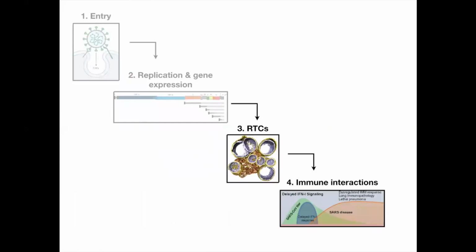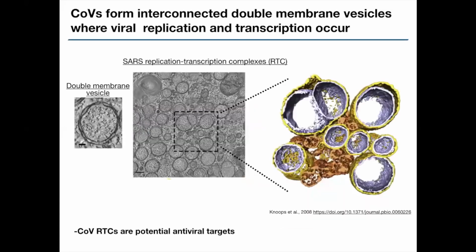All right. So now, having explained how the virus is able to replicate its genome and get its genes expressed through this incredibly sophisticated replicase complex, I'm now going to move on and talk about where this happens in a cell, because it turns out that the virus is able to form these very intricate membrane structures called replication and transcription complexes. So these are basically interconnected double membrane vesicles where viral replication and transcription can occur.